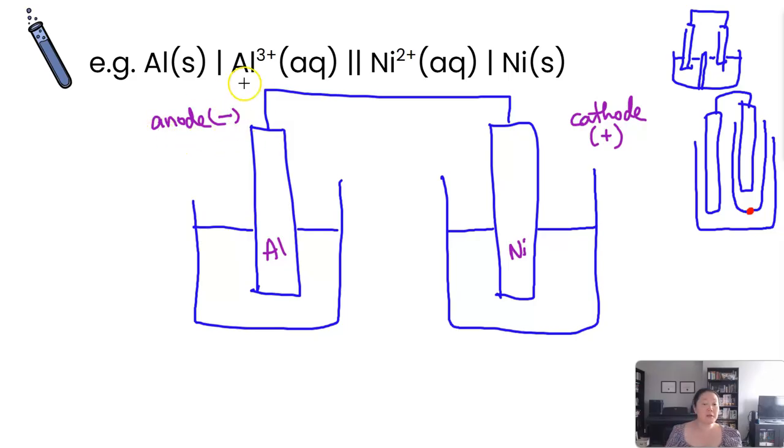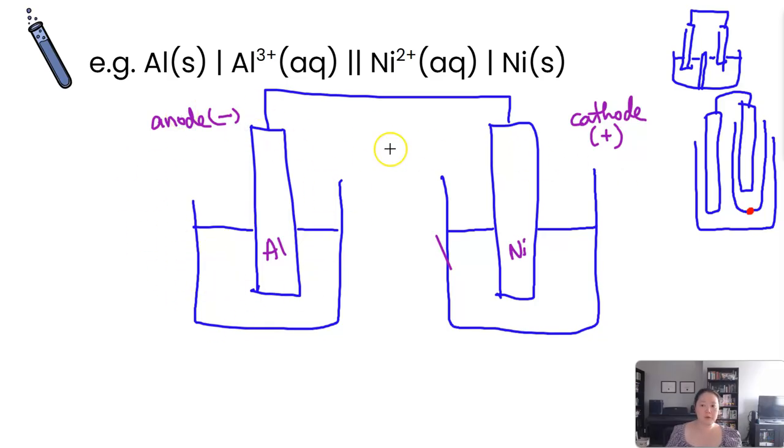Now, the anode is going to have a negative charge in a primary cell, and the cathode is going to have a positive charge in a primary cell. These charges may be different depending on the type of cell that you have, but the reduction reaction is always going to happen at the cathode, and the oxidation reaction will always happen at the anode.